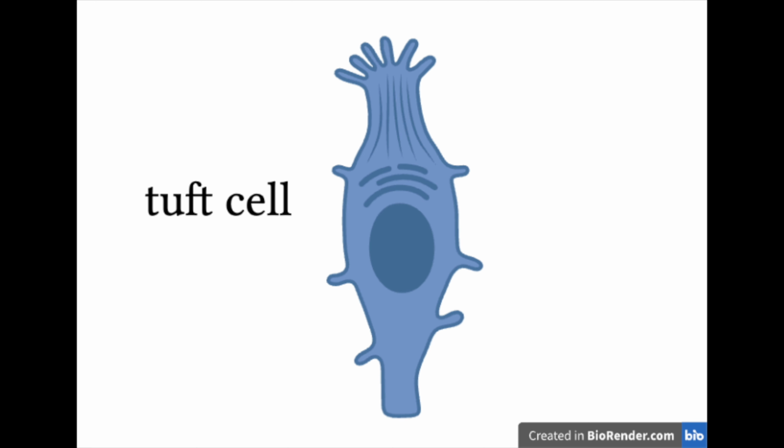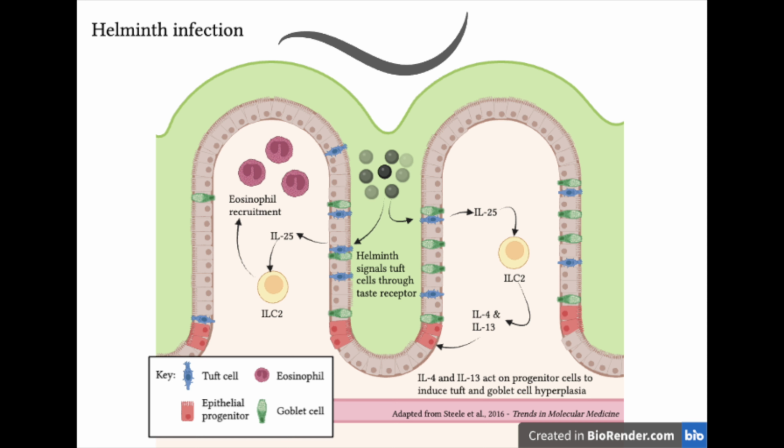Tuft cells are more rare and less well characterized, but they are essential for immunity against parasitic helminths. In response to helminth infection, these cells orchestrate the type 2 immune response by producing IL-25, which activates ILC2 or innate lymphoid cell type 2 cells. ILC2 cells can in turn recruit eosinophils to protect the intestinal epithelium.